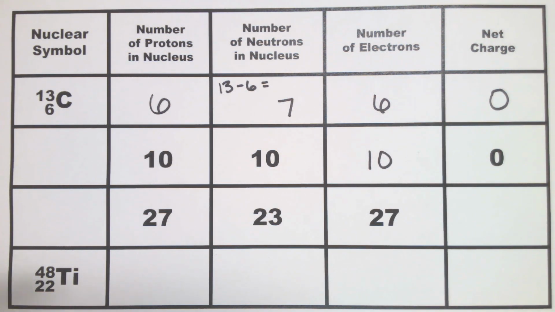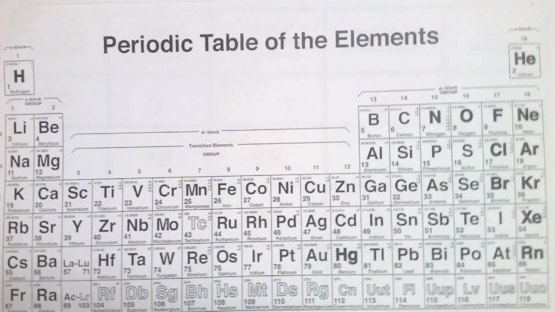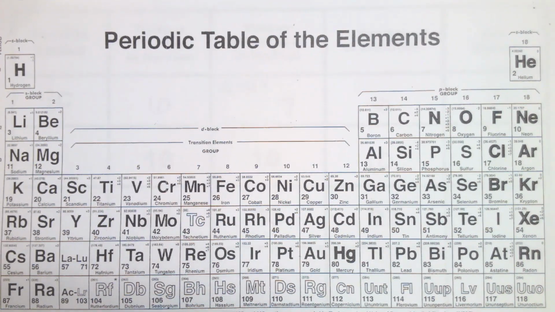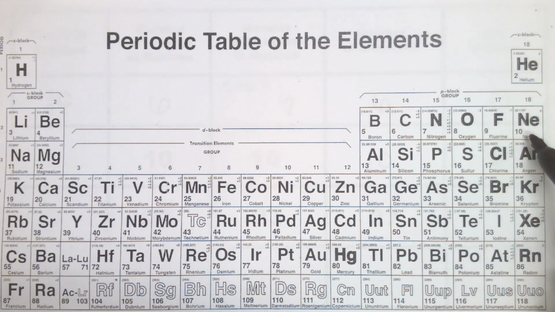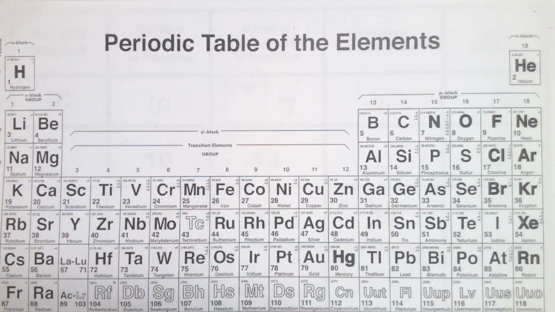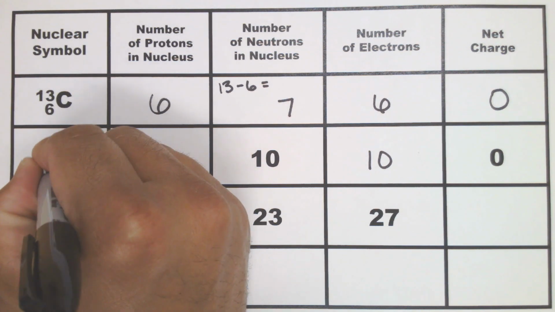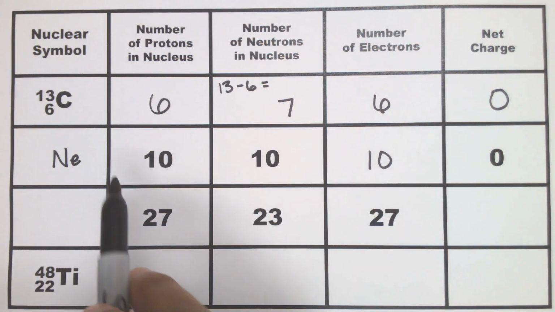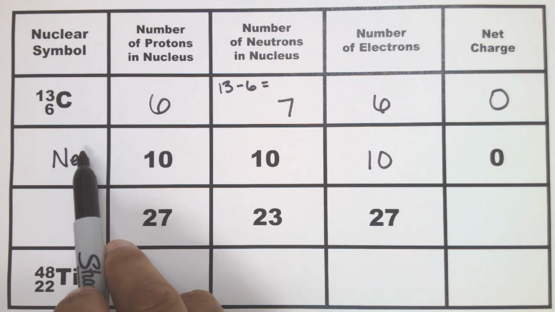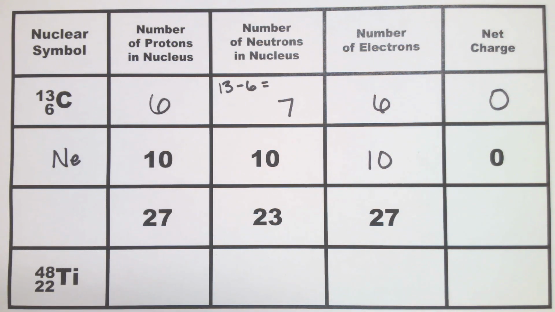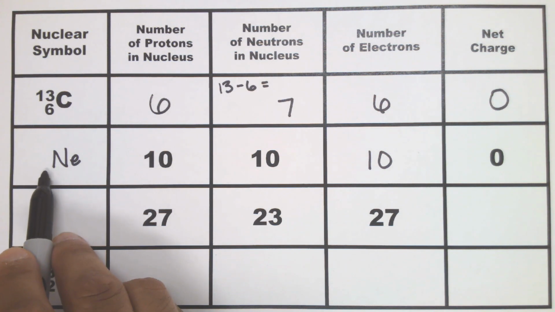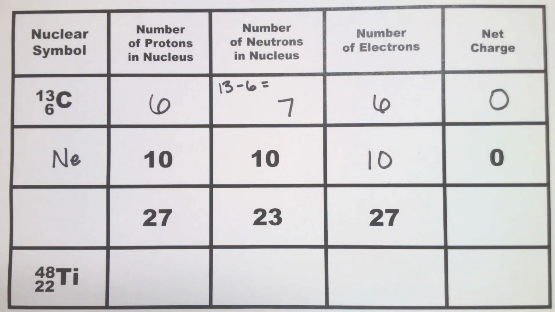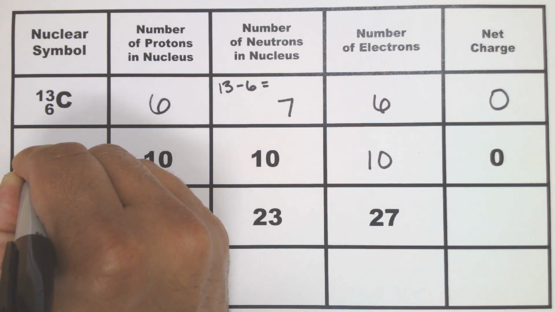Now let's practice writing the nuclear symbol. The number of protons in the nucleus is the atomic number, so we'll look for atomic number 10, and that is the noble gas neon. Because there is no net charge, we don't need to report any net charge at the top right-hand corner. The atomic number in some cases can be omitted, but in this example, I'll go ahead and include it. The atomic number is 10.